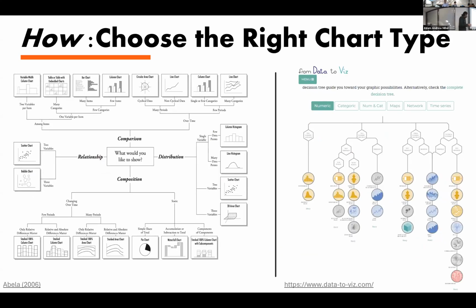There are various websites that can help you choose what type of plot you should make for your data. This is one kind of figure that I borrowed from someone. This is a great website, data2viz.com. It gives you all these different chart types based on the different data you have. So if you ever are at a loss for how you should visualize your data, this is a good place to start.